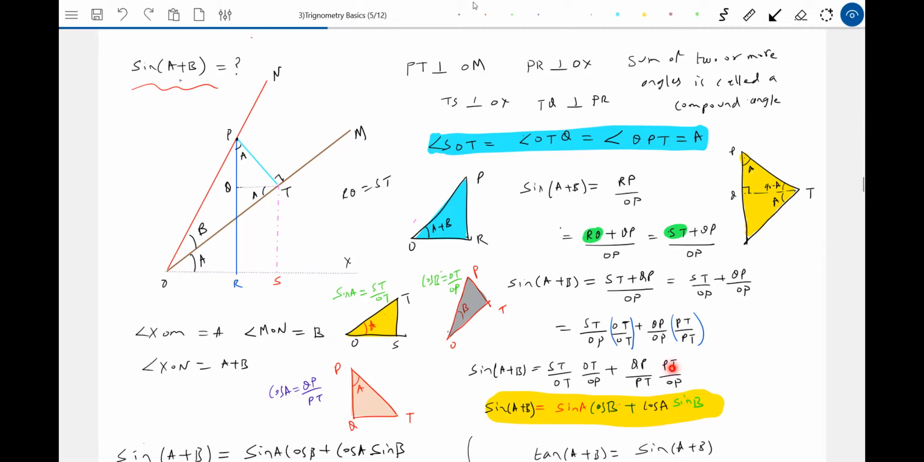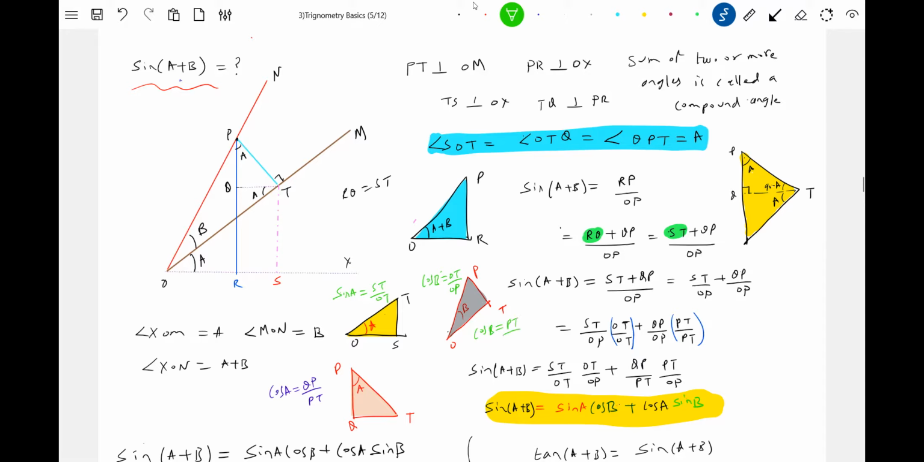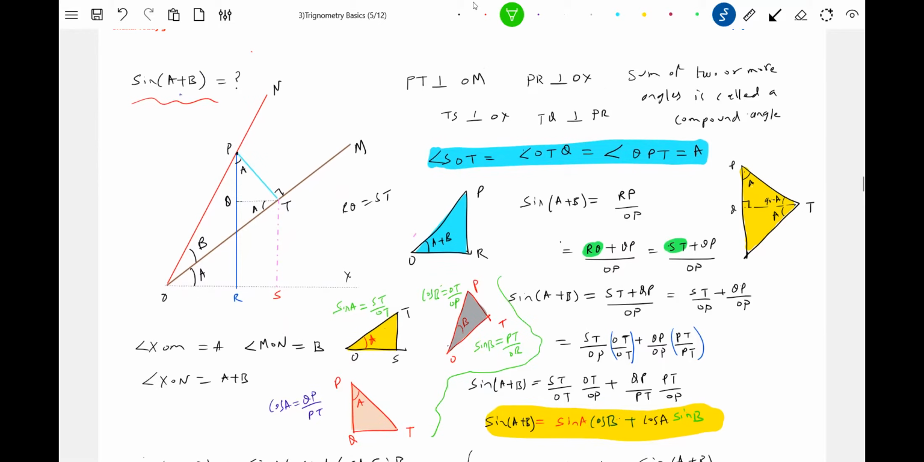Then similarly, PT by OP. Which triangle? I think we have this triangle. Sine B is equal to PT by OP. With a green color, I'm trying to highlight it. So finally, we ended up with this equation: sine of A plus B is equal to sine A cos B plus cos A sin B.